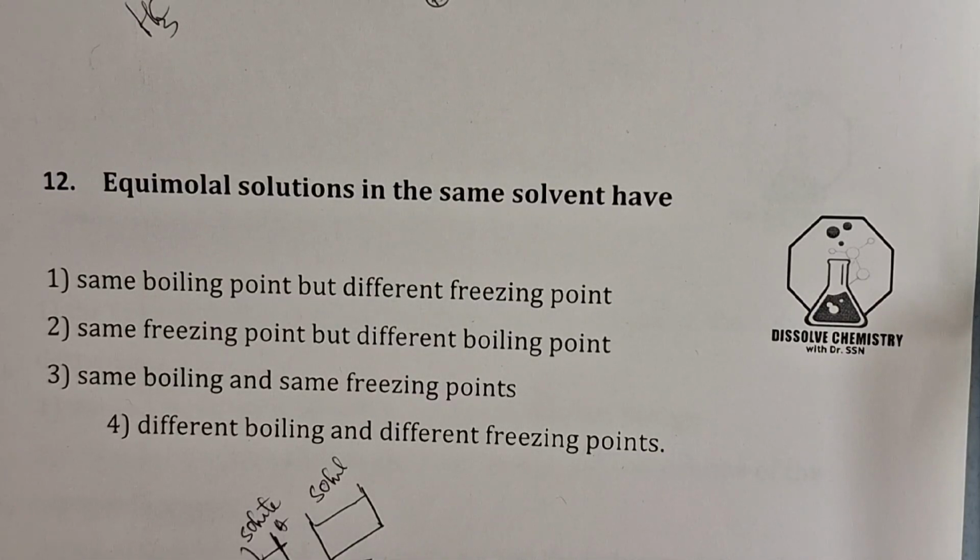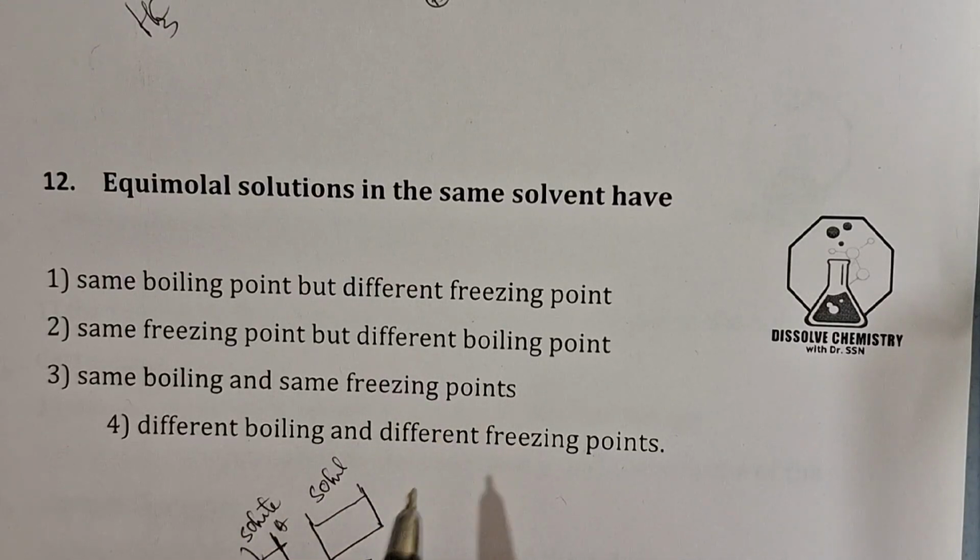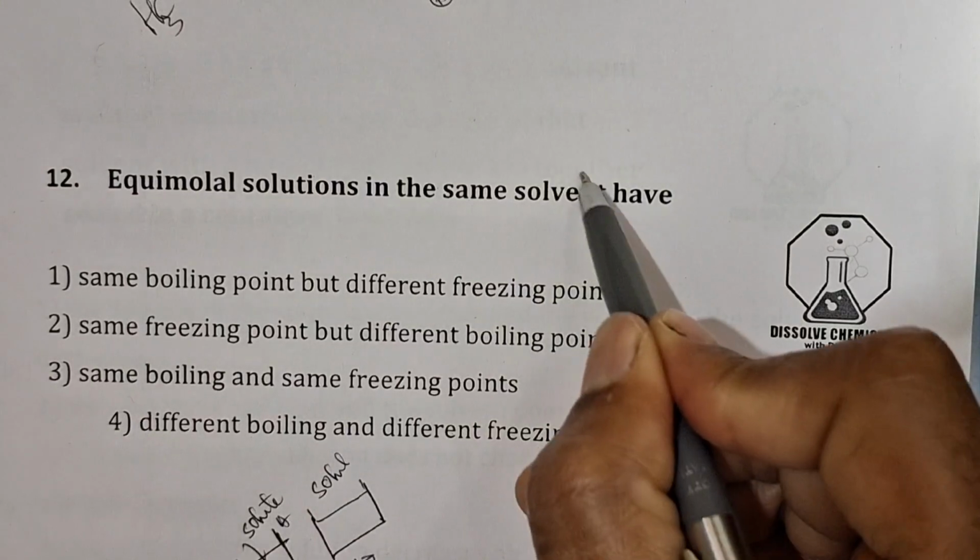So therefore leading to what? Same boiling point but a different freezing point. So always remember, boiling point will be elevated, but a different freezing point is not possible. It is not like that, because both will have the same freezing point and the same boiling point, because they show the similar type of elevation in the boiling point and depression in the freezing point. Therefore both the solutions contain the same solvent.